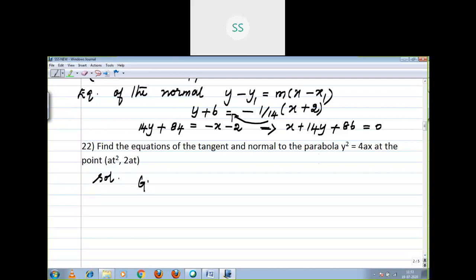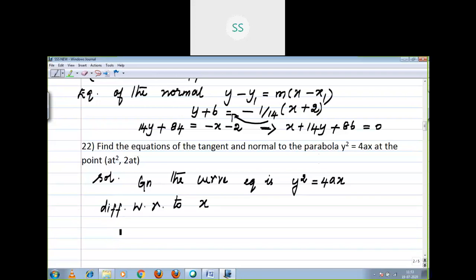Solution. Given the curve equation is y square equal to 4ax. Right. Here you are going to differentiate with respect to x, on both the sides. When you differentiate the left hand side, you have to be very careful, children.